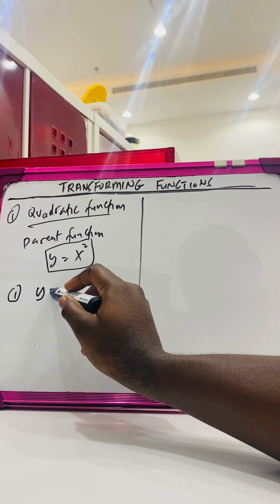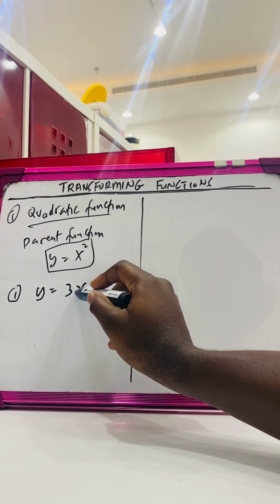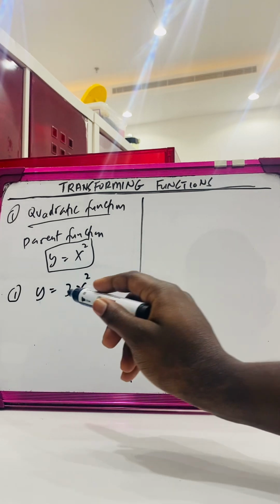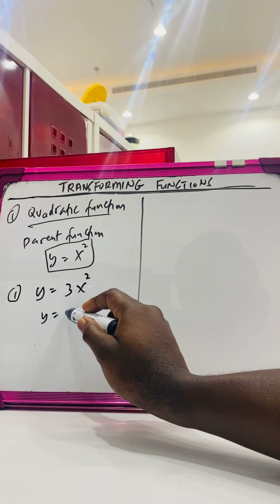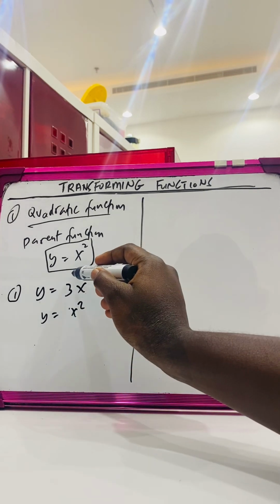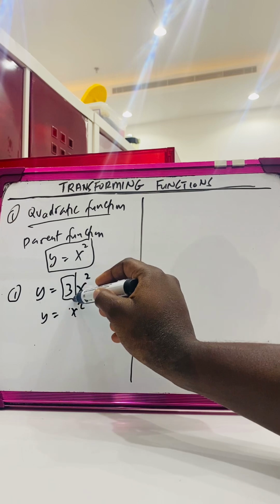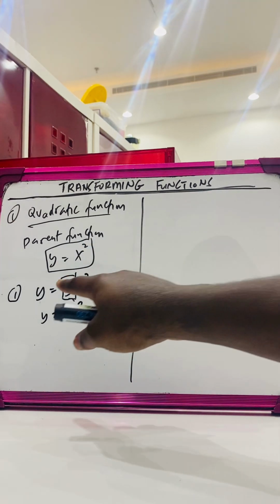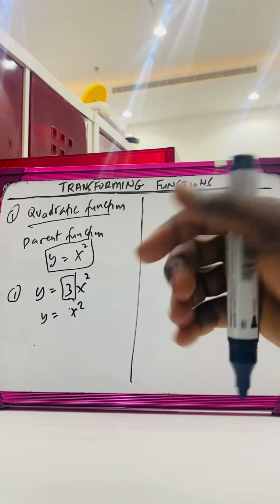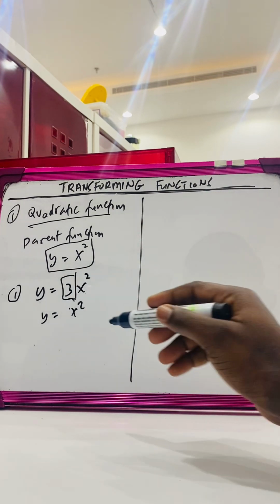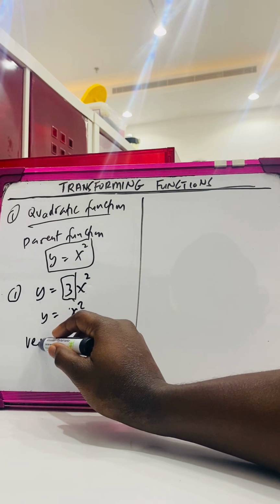Example 1. Let's say I have y is 3x squared. So what transformations do we see here? I would have to compare this to the parent function y is x squared. What has been the change? The only change is this 3. What this means is all the y values will now be 3 times bigger. When the values of y becomes bigger, we say there is a vertical stretch.